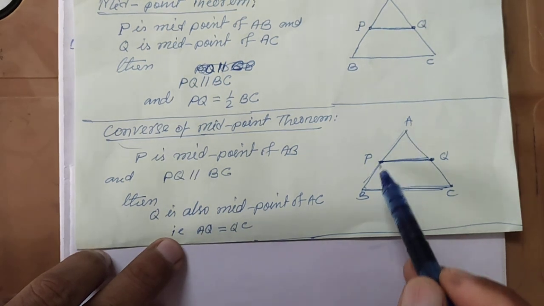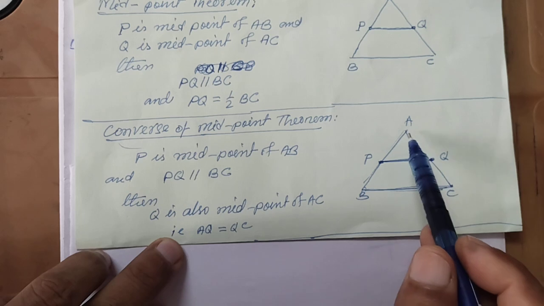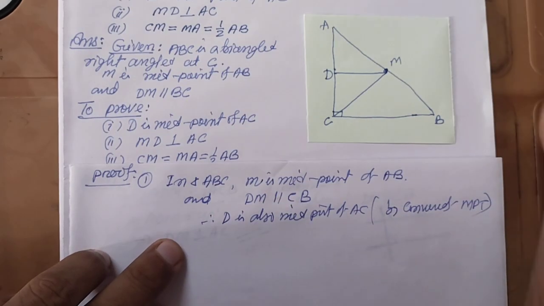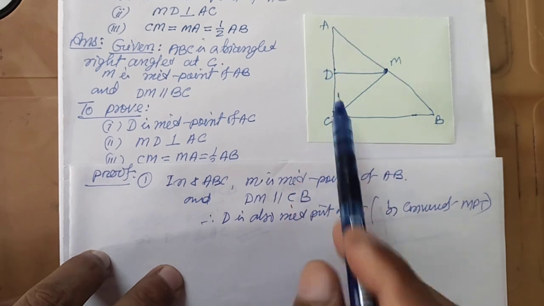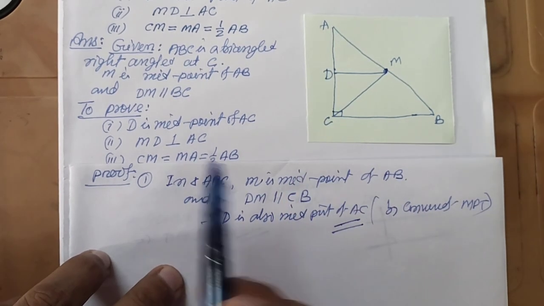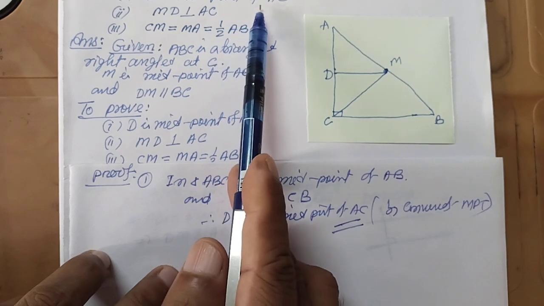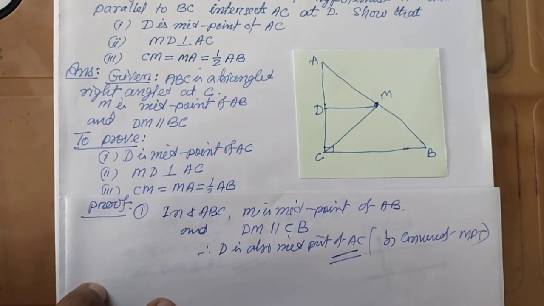The converse of the midpoint theorem is: if P is the midpoint of AB and PQ is parallel to BC, then Q is also the midpoint of AC. So by the converse of the midpoint theorem, what we got? D is also the midpoint of AC. This is the proof for the first part.